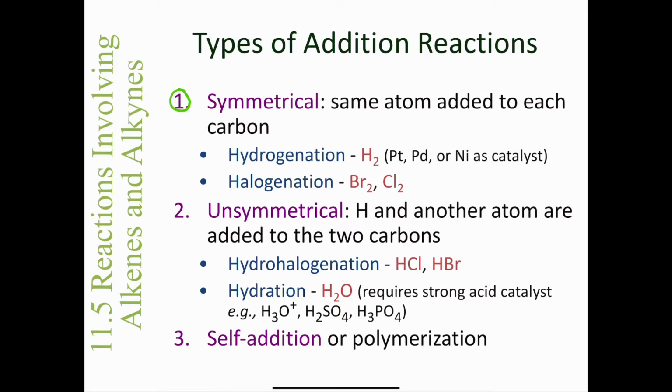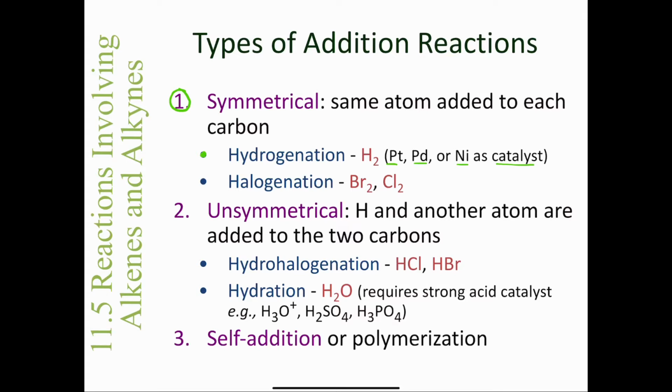The two examples of this would be hydrogenation. This means we're adding hydrogen across the double bond, and hydrogen, of course, is a diatomic element, and you should have those memorized. And when hydrogenation is performed, you need a catalyst, and the catalyst can be either platinum, palladium, or nickel. Any one of those three will work equally well for a hydrogenation catalyst.